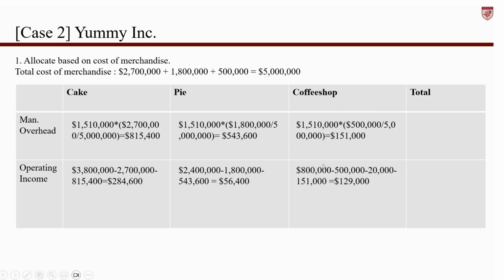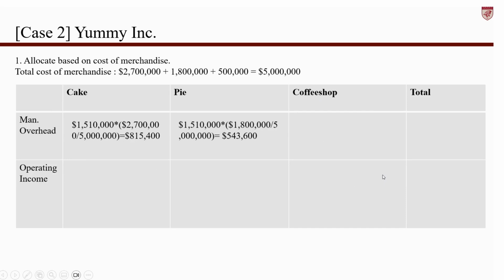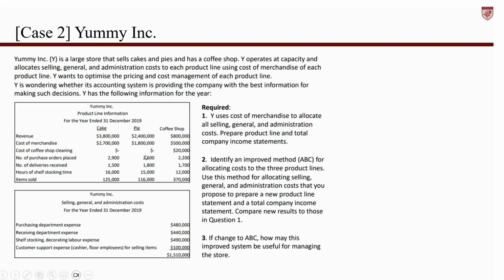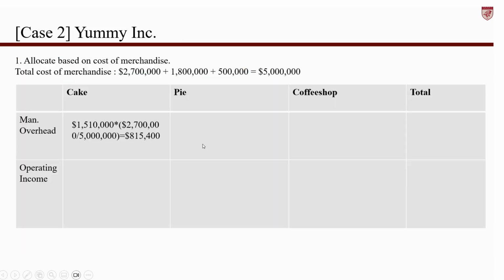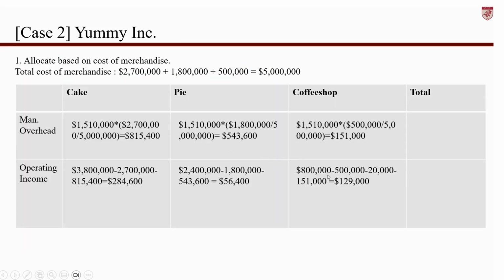One difference from the coffee shop is that you will see $20,000. Okay, so the $20,000 is a total direct SG&A cost traceable to the coffee shop right here, the cost of coffee shop cleaning. So this is one more item that you shouldn't miss on top of subtracting the allocated SG&A.